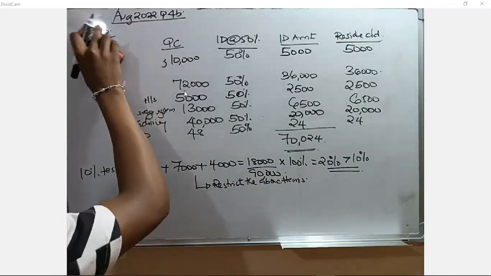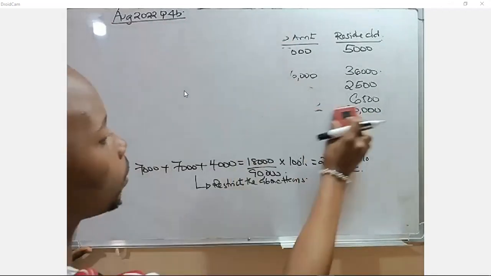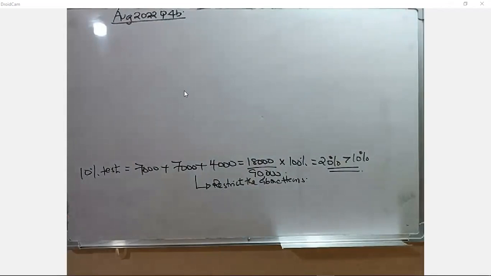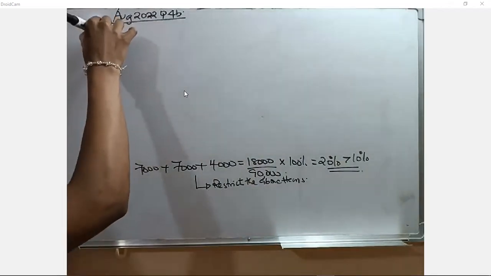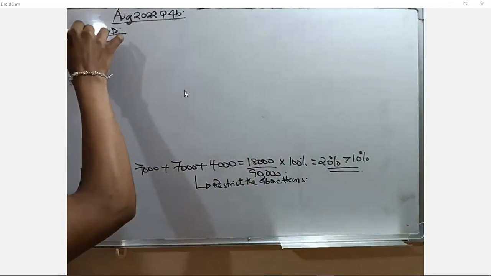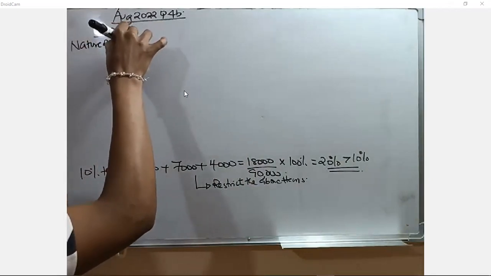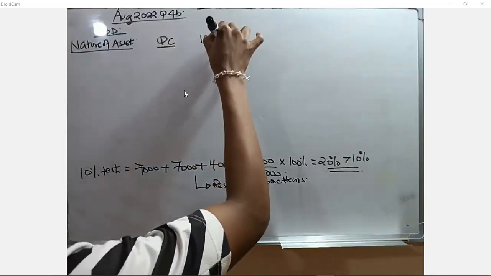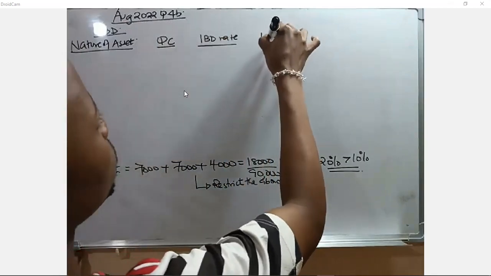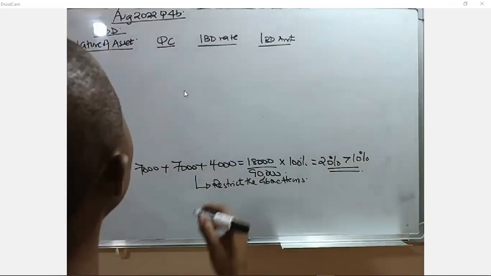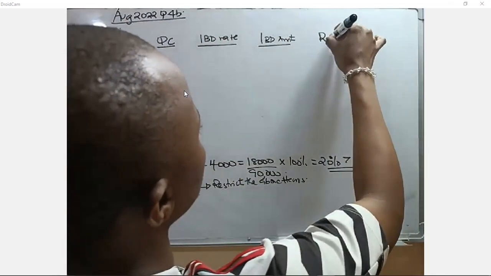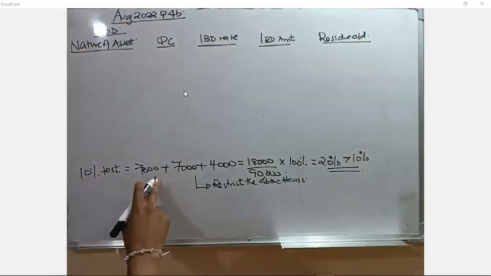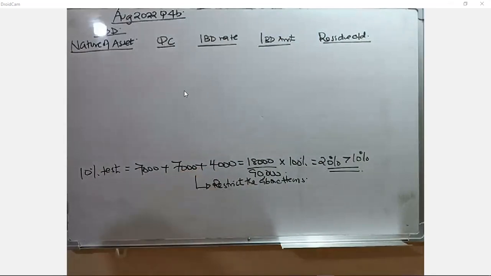Let us proceed to IBD. We have nature of assets, qualifying costs, IBD rates, and IBD amount. Then we are going to have residue carried down. Remember there are assets that were included in the factory building, so you start from that angle.